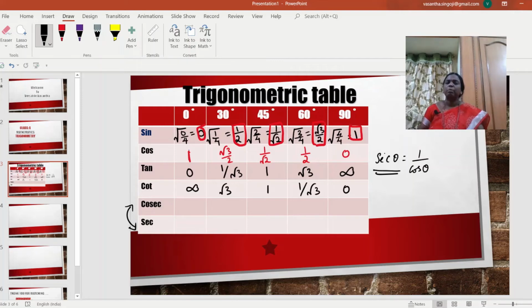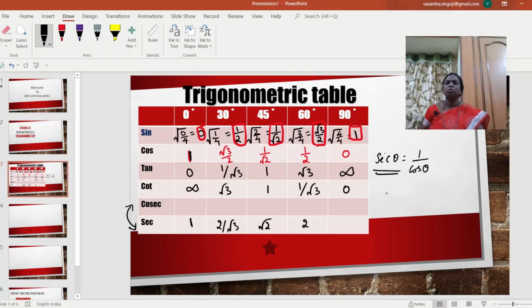So here 1 by cos is nothing but the reciprocal of cos, right? So here secant 0 will become 1 by 1. That is because the reciprocal of this 1 is nothing but 1 here. So I am writing simply 1 here. Now next, root 3 by 2. The value root 3 by 2 for cos 30, if I take the reciprocal, it will become 2 by root 3. Same way, here 1 by root 2 will become root 2 by 1, or simply root 2 I can write. Next, 1 by 2 can be written as the reciprocal 2 by 1, or simply 2.